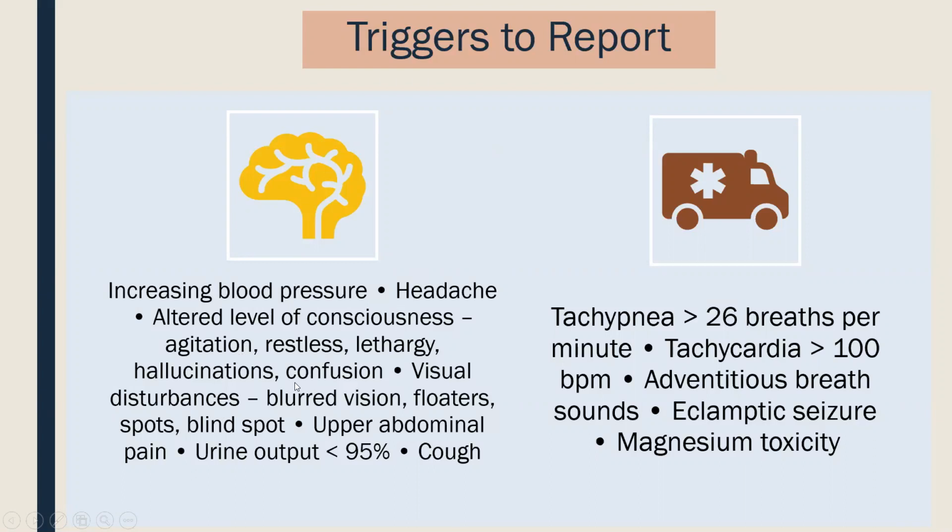Upper abdominal pain, especially on the right side, urine output less than 95% of what it was, or a new onset of cough. If any of these symptoms develop: tachypnea more than 26 breaths a minute, tachycardia more than 100 beats per minute, any breath sounds that are starting to sound wet or diminished, if they have an eclamptic seizure, or if we have signs and symptoms of magnesium toxicity, which would be decreased respirations or respiratory distress or arrest, then that's an overhead call.